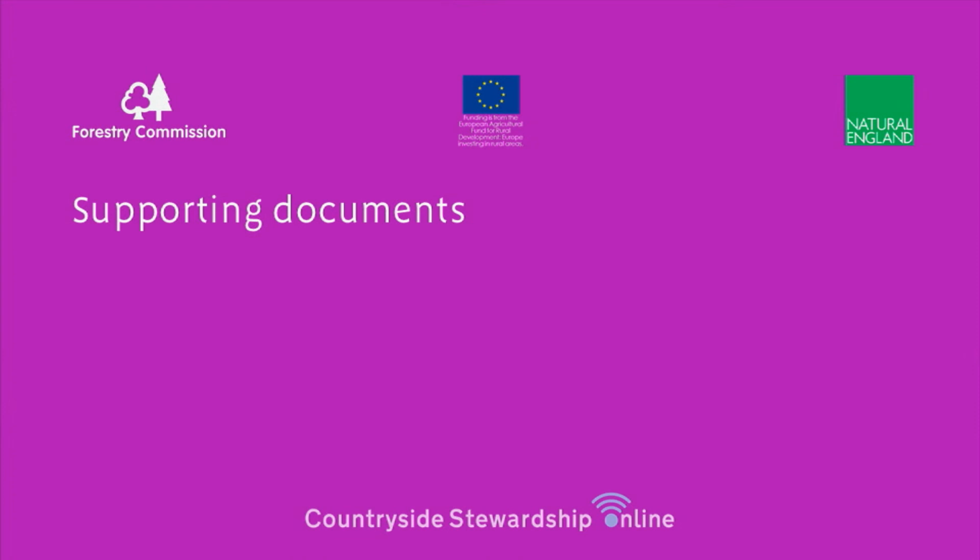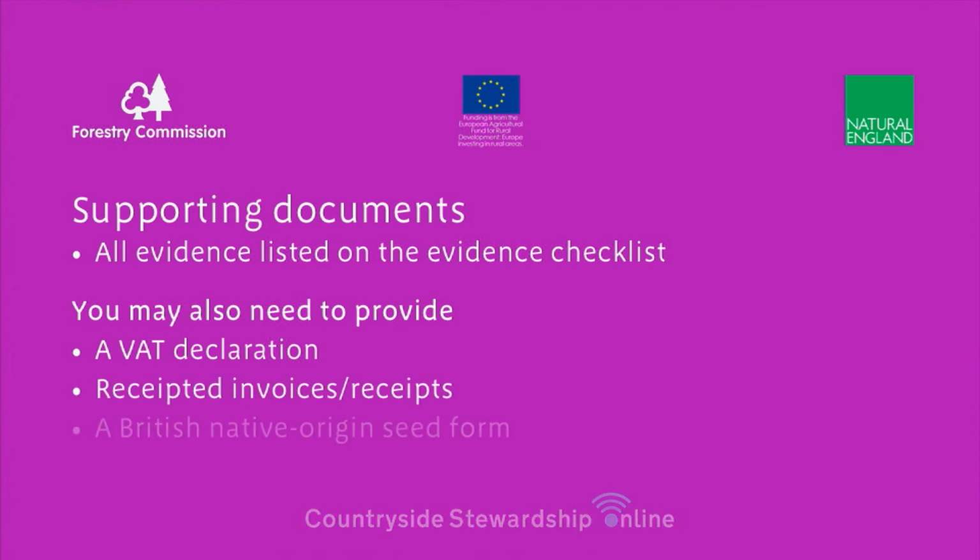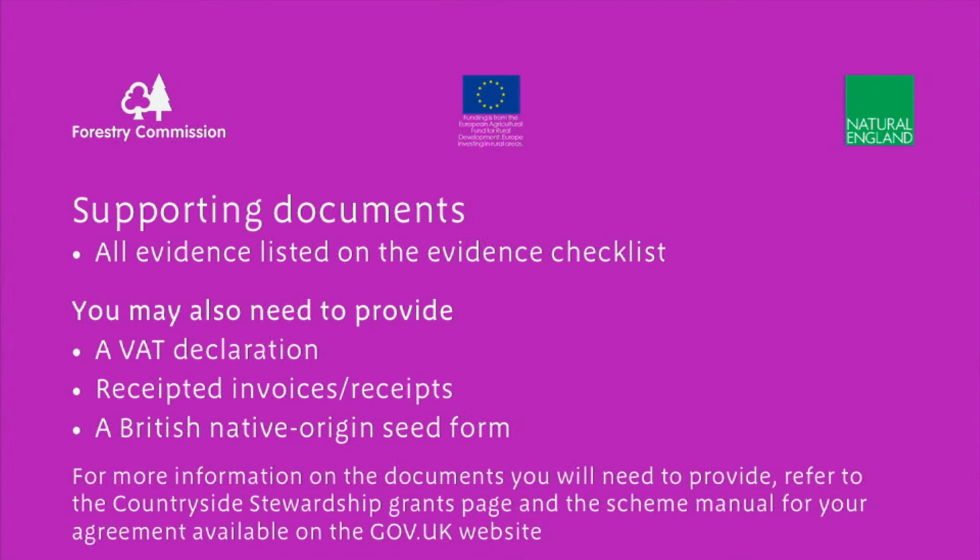All supporting documents must be received by Natural England by the claim by deadline stated on your agreement summary. These documents include all evidence listed on the evidence checklist. You may also need to provide a VAT declaration, receipted invoices or receipts, a British Native Origin seed form. Refer to the Countryside Stewardship Grants page and the scheme manual for your agreement for more information on the documents required and any additional requirements specific to your agreement.